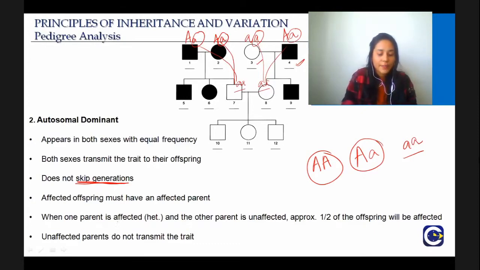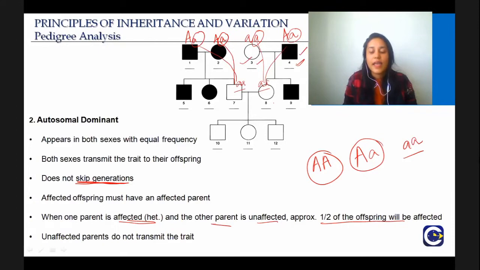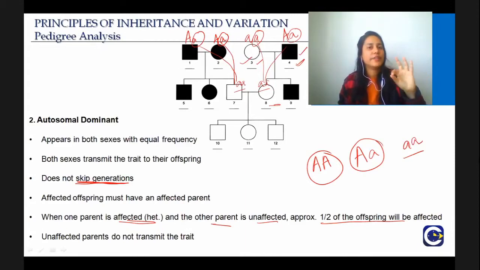When one parent is affected, heterozygous, and the other parent is unaffected, approximately half of the offsprings will be affected. If you again look at parent number 3 and 4, one of them is heterozygous, one is unaffected, and the progeny 8 and 9, 50-50%. Again, these ratios are not always 100%. It can be skewed sometimes. And unaffected parents do not transmit the trait. For example, 7 and 8.